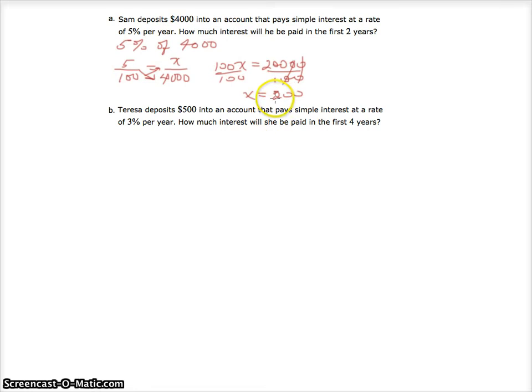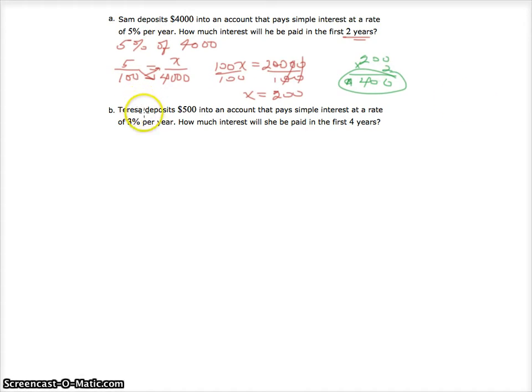Now it wants to know $200 each year for the first 2 years. I'm going to look at that as 200 times 2, which is 400. So after 2 years of 5% interest, they make $400.